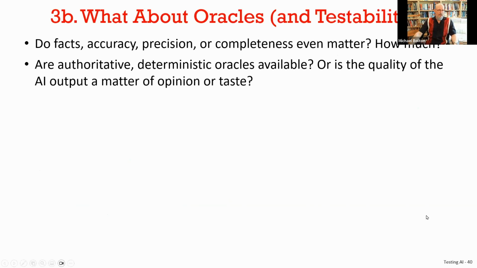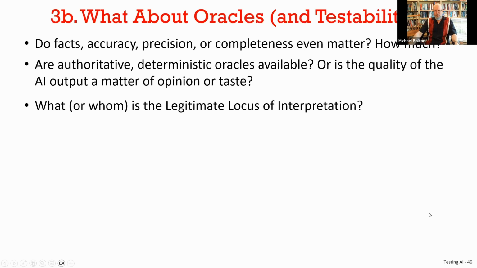Do accuracy, facts, precision, completeness matter? In that case, in the hockey game case, no big deal if it gets it a bit wrong. Are there deterministic oracles available, or is the quality of the AI something that has to be assessed rather than calculated or looked up in a table?